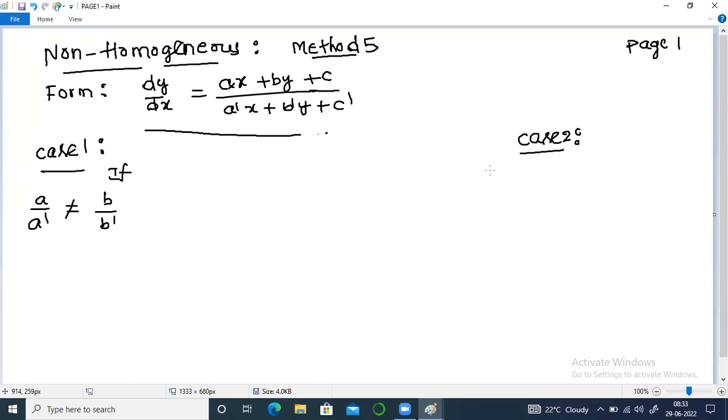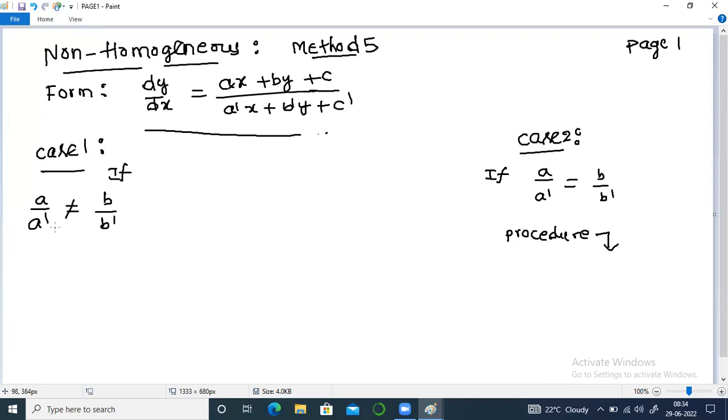Here a means the coefficient of x and b means the coefficient of y, and in the denominator a dash and b dash are the coefficients of x and y. If a over a dash is equal to b over b dash, there is a particular procedure to solve this method. That is another case, but now we will see case 1 only.